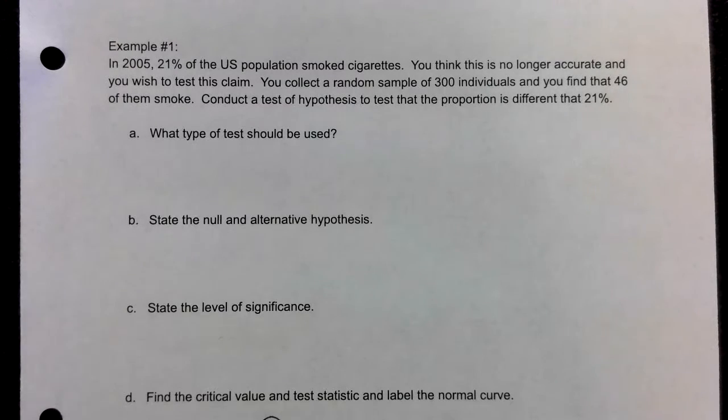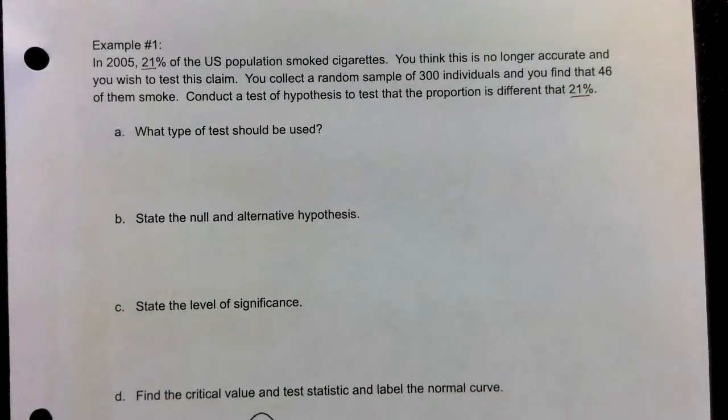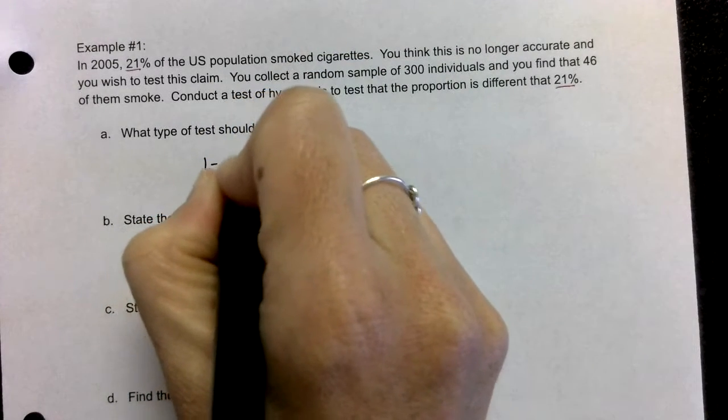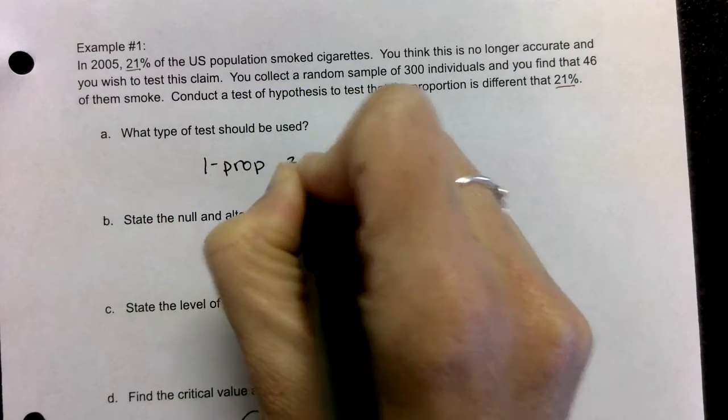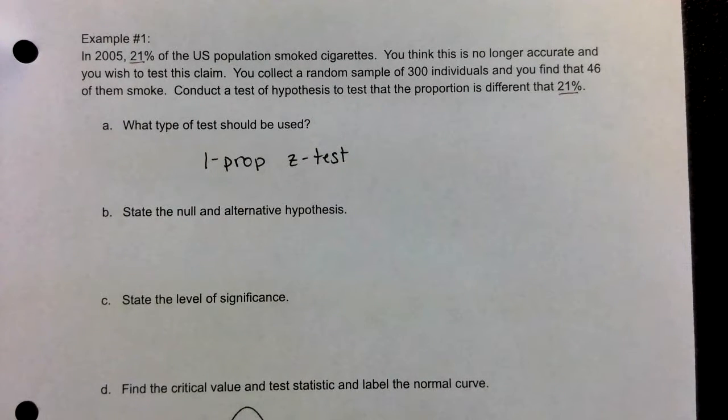So right off the bat, as soon as I am seeing percents in here, it doesn't say anything about means or averages, it talks about percents. So what that tells me is that this is a one prop z test, which means later on we're going to use a one prop z interval.